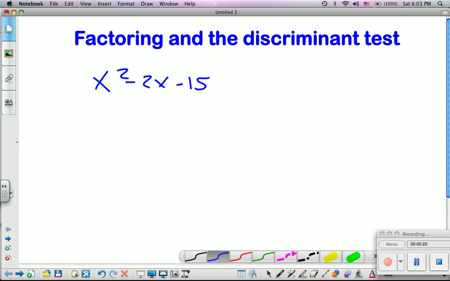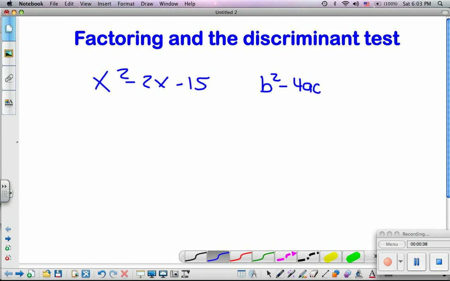Okay, we can bang our head against the wall for a while and try this, but how do we know for sure if it's factorable or not? The way is to look at the discriminant, which is b squared minus 4ac. Remember, that's what's underneath the radical in the quadratic formula.